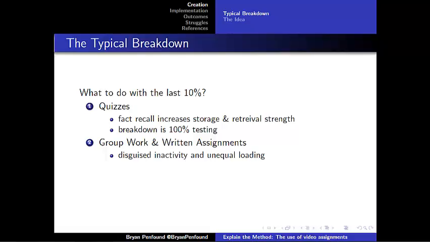And essentially what happens in these environments is we get unfair assessment. Some student is doing more work than a different student, yet they're both obtaining the same final grade. So I tend to not use group work or written assignments for first-year mathematics courses. So is it possible for us to fill in this last 10% with something else? And what is that something else? What does it look like?